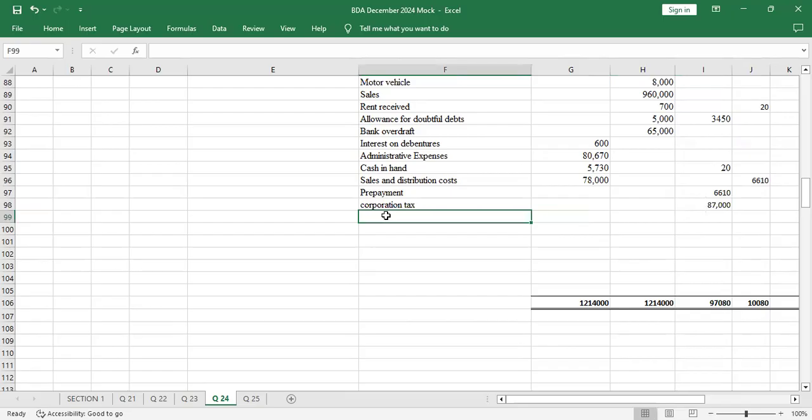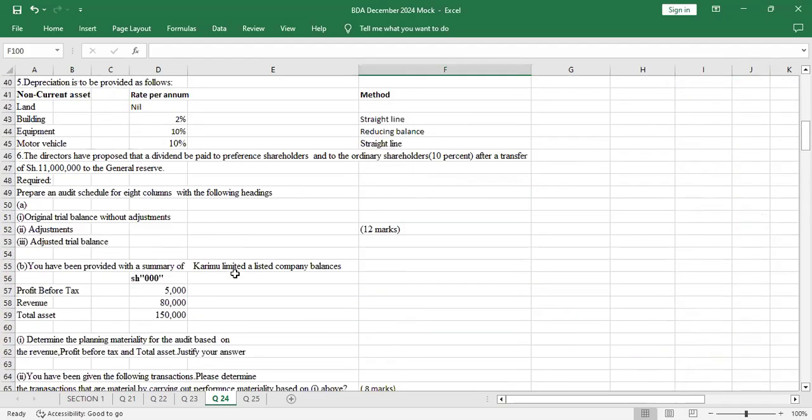So the double entry, it was an estimate. It was a proposal, so we estimate. So I'll create an account for accruals. So corporation tax you debit as you credit the accruals account, which is a liability. So we have a liability of 87,000 because it was just an estimation. It was a proposal. Then we continue to additional information number 4.